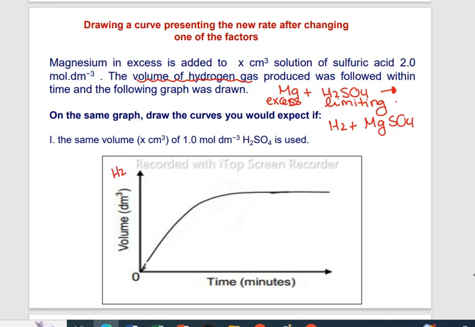According to the question, we need on the same graph to draw the curves that we would expect if the same volume, X cubic centimeter of 1 molarity H2SO4 is used. So in this question, I have another new concentration that has been used. Instead of using 2, we changed the concentration into 1. So through the following slides, we're going to learn how to apply on such questions.